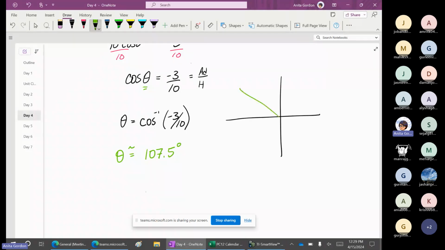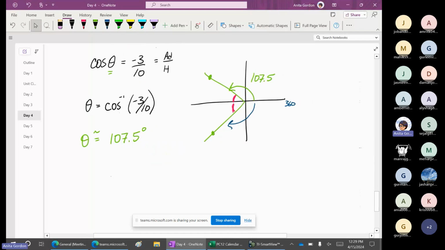I know my solution is in quadrant 2 and quadrant 3. My calculator gave me the first one, 107, in this position. However, I know that there is another possibility for it to be right here. Now, this is 107.5, and there are two ways you can do it. Find what the reference angle is, and then add it to 180, or take 360 and minus 107.5. So either way that you do it is fine. Pick the way that makes sense to you.